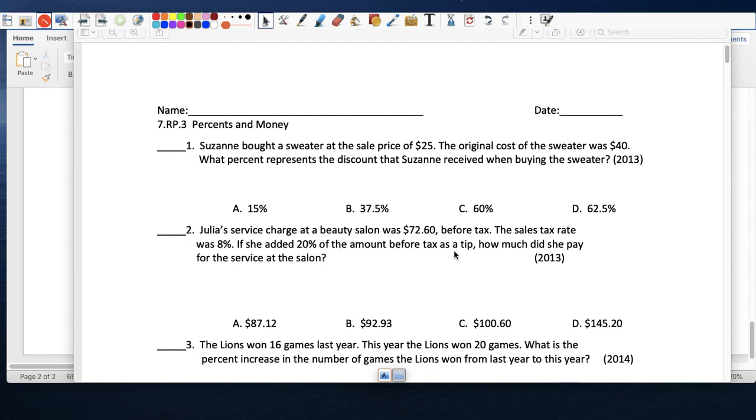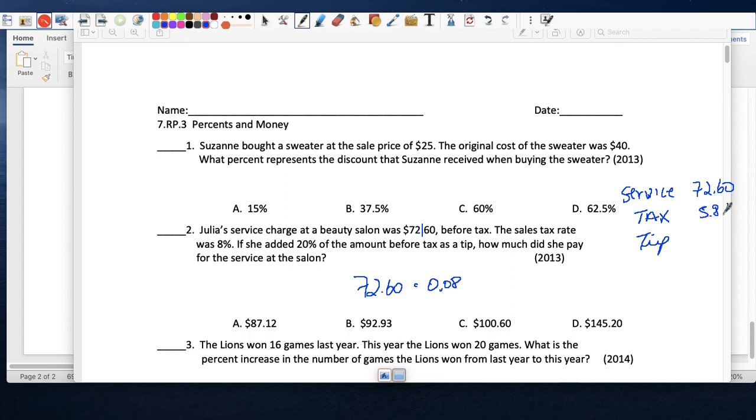2, 20% of the amount before tax as a tip. How much? Okay, so there's 3 parts. When there's tax and tip, you really have to do it separately, unless the question says otherwise. And there is another question here where they did a tip based on the price of the food with tax. So let's call it the service. The service, whatever she got, was $72.60. Then they added tax and they added tip. So let's figure out what the tax is. On your calculator for the tax, you do 72.60 times 0.08, not times 1.08. Let me do this one first.